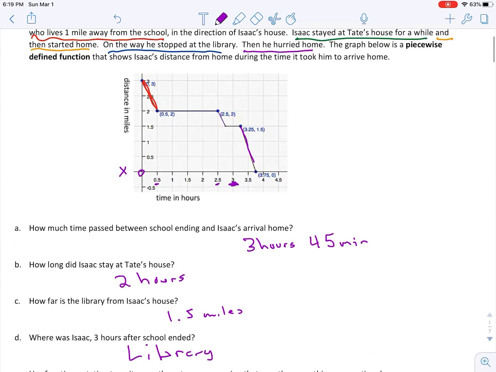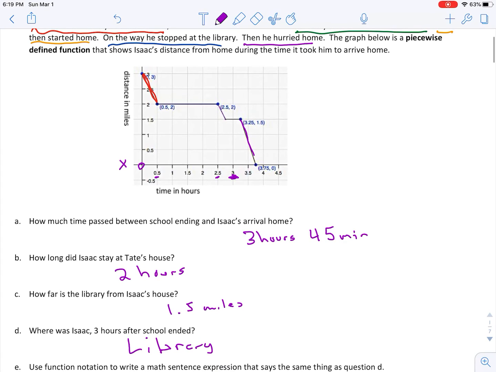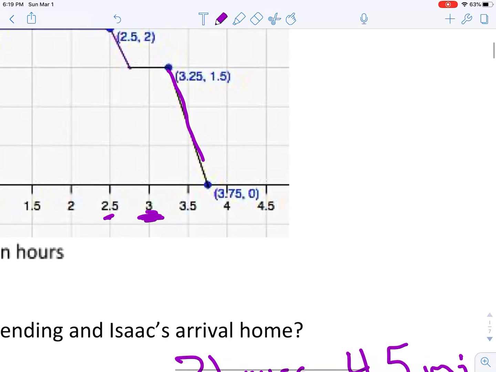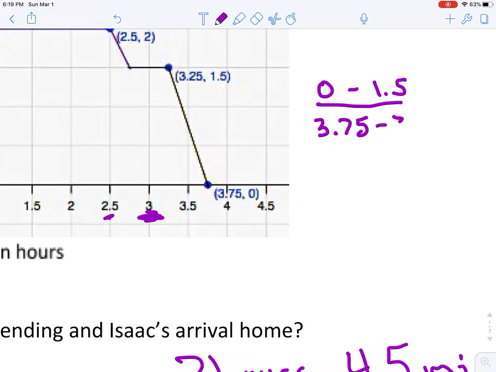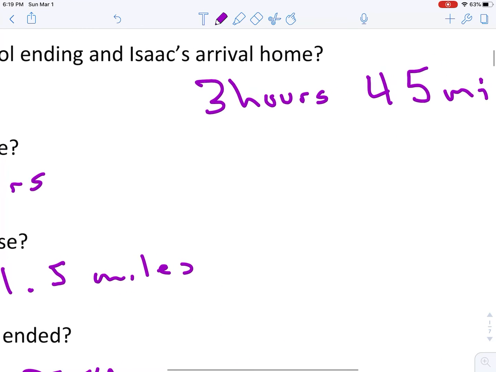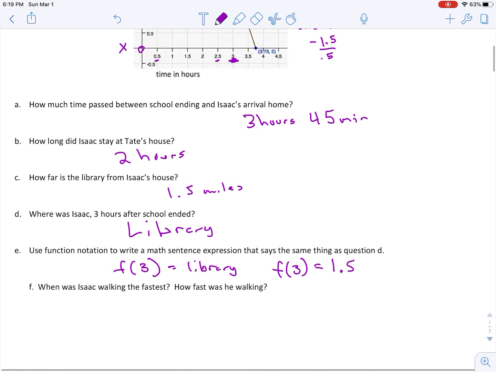Yeah. And then how fast was he going? You'd have to get the slope. So the slope is rise over run. So y2 minus y1 over x2 minus x1, and that would give me this, which is -3, but this is speed. So this would be, he's walking 3 mph.